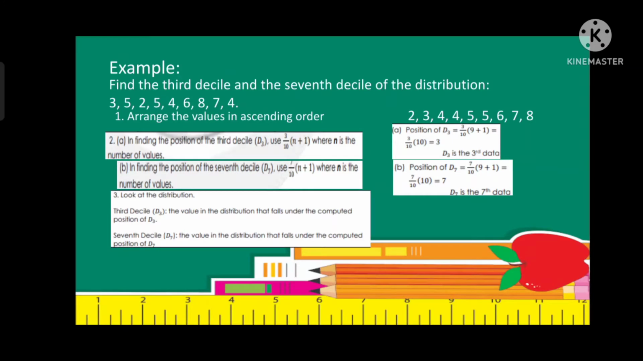Look at the distribution. Third decile, or D3, is the value in the distribution that falls under the computed position of D3. Seventh decile, or D7, is the value in the distribution that falls under the computed position of D7. So we have D3 is equal to 4, and D7 is equal to 6. Okay?